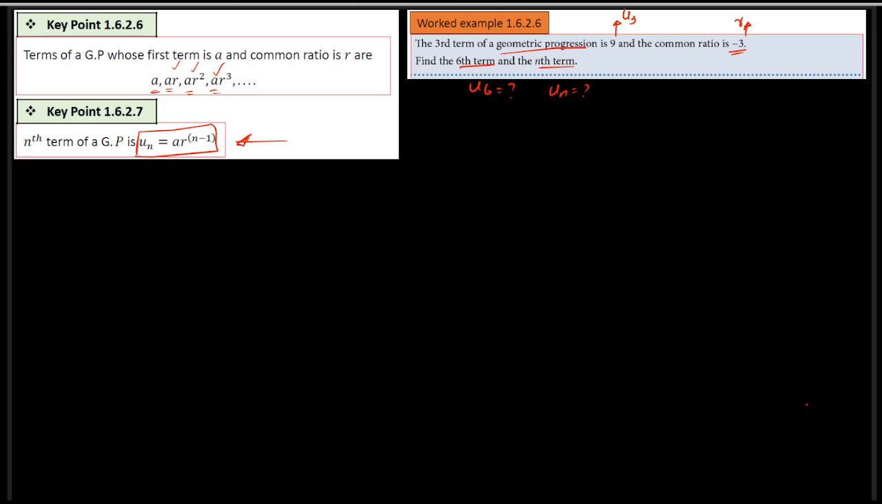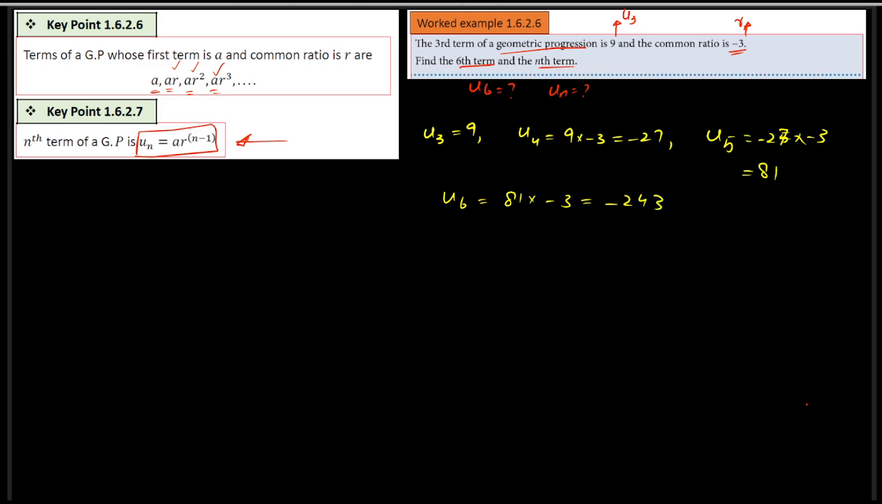Well, the third term u3 is 9. u4 will be equal to, what did we do, multiply the previous term by ratio R to get the next terms. So u4 will be 9 times -3, which is -27. u5 equals -27 times -3, which is 81. And u6 will be equal to 81 times -3, which is -243. So the sixth term of this progression is -243.